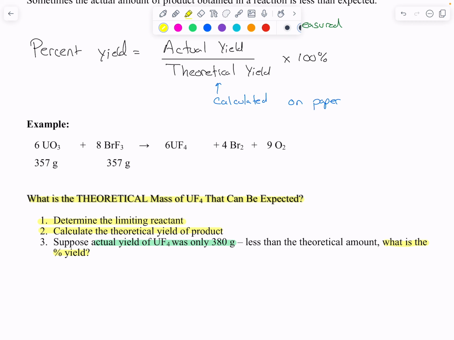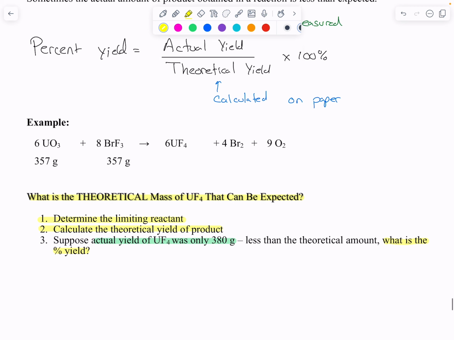For percent yield, I have to either give you the percent yield or give you the actual yield. I have to give you one of the two. In this case, we gave you the actual yield, and you have to calculate the percent yield. I can give you the percent yield and have you calculate the actual yield as well. Both are fine, but I have to give you one, otherwise you wouldn't be able to do it.